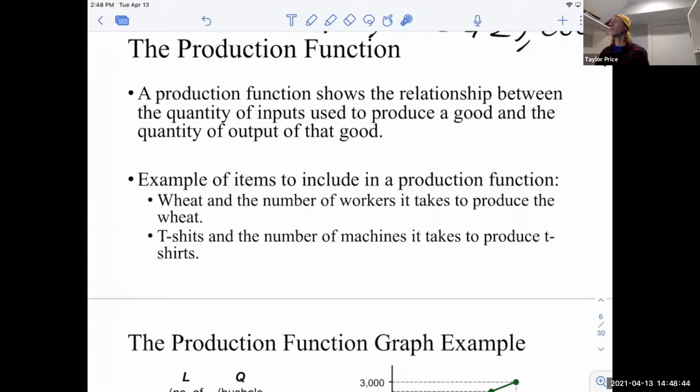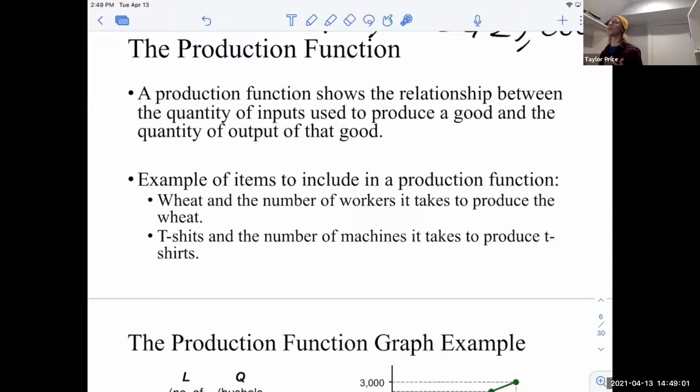The production function, I feel like, is kind of a fancy way of just saying the amount of labor and quantity produced. So basically all we're looking at is the amount of inputs used to produce the good and the quantity of the output.